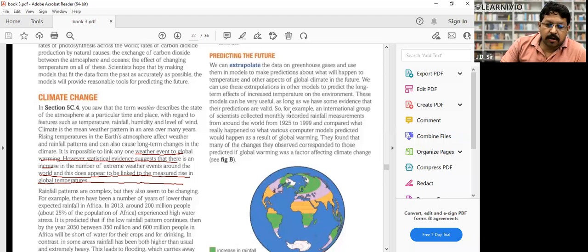So far, for example, an international group of scientists collected monthly records of rainfall measurements from around the world from 1925 to 1999, and compared them to what various computer models predicted would happen as a result of global warming. They found that many of the changes they observed corresponded to those predicted if global warming was a factor affecting climate change.